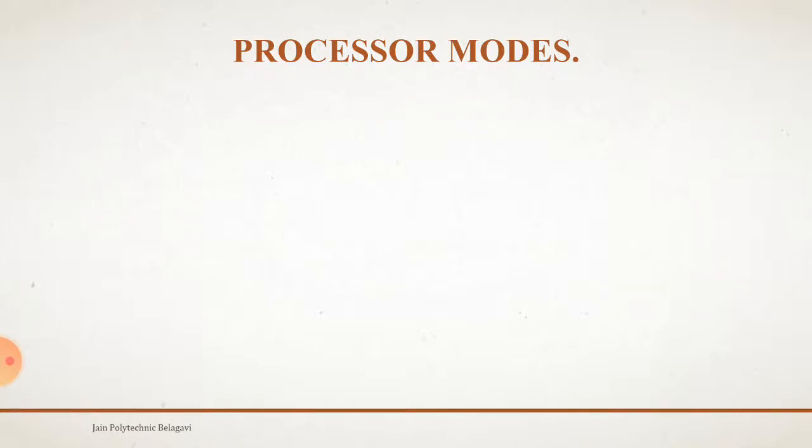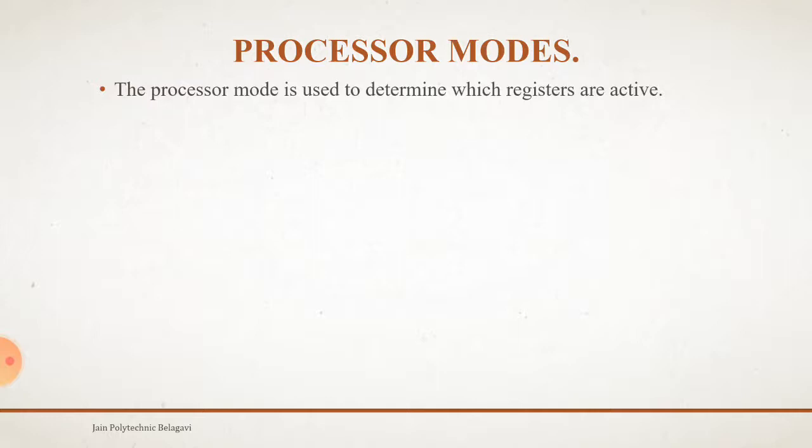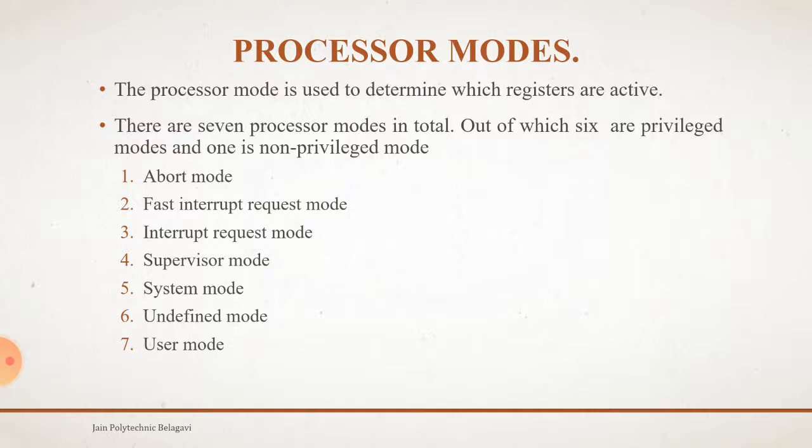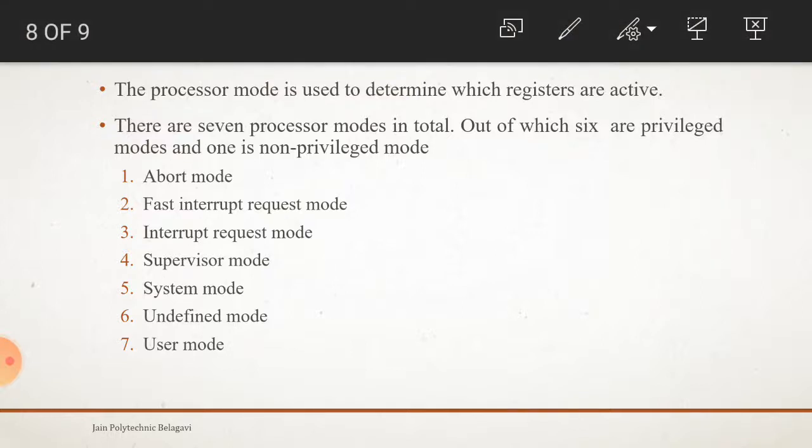Processor modes. The processor mode is used to determine which registers are active. There are 7 processor modes in total, out of which 6 are privileged modes and 1 is non-privileged mode. The different modes are abort mode, fast interrupt request mode, interrupt request mode, supervisor mode, system mode and undefined mode. These are all the privileged modes, whereas user mode is the non-privileged mode.